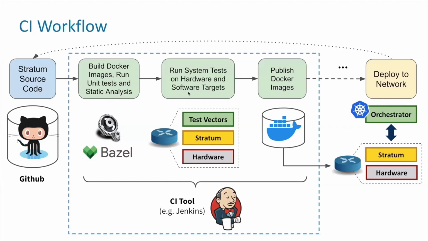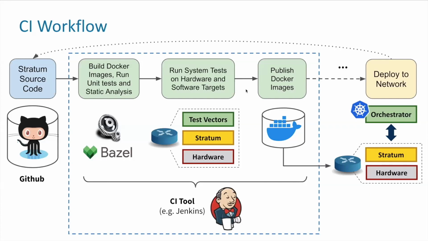The second stage is running system tests on hardware and software targets. As I already mentioned, we use test vectors to run the system tests, and we take advantage of the hardware available in the lab and run automated tests on the idle switches. The Docker images that we built in the previous stage are used to start Stratum on the switch. With the help of the TV runner, we run test vectors on each switch and use the results to publish the Docker images.